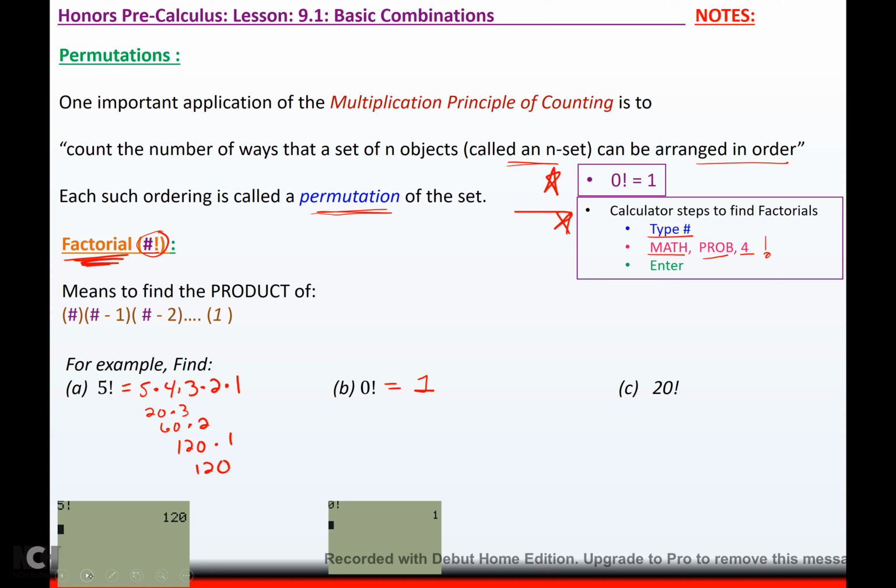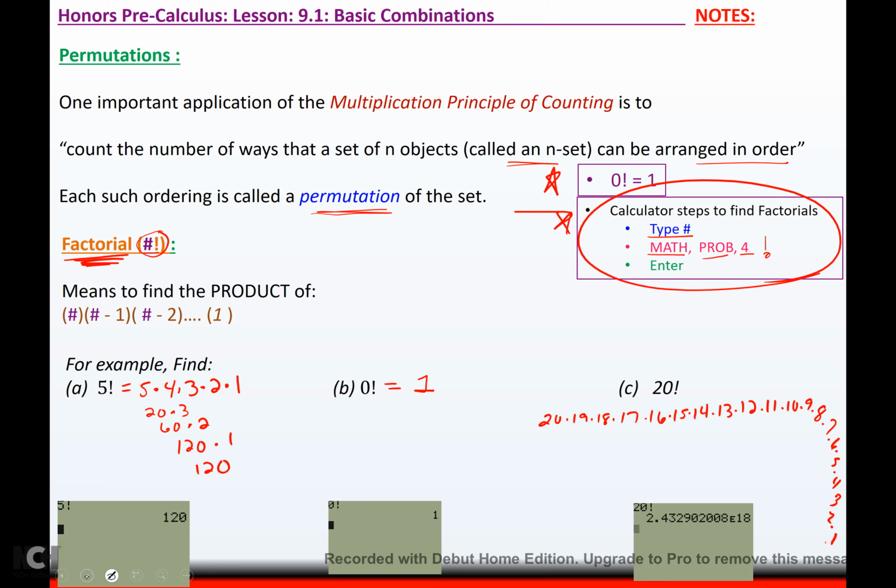20 factorial is going to be 20 times 19 times 18 times 17 times 16 times 15 times 14 times 13 times 12 times 11 times 10 times 9 times 8 times 7 times 6 times 5 times 4 times 3 times 2 times 1. I do not want to do that by hand, and I don't want to type all that in the calculator either. So if we use these steps and type it in the calculator, we get this big number.